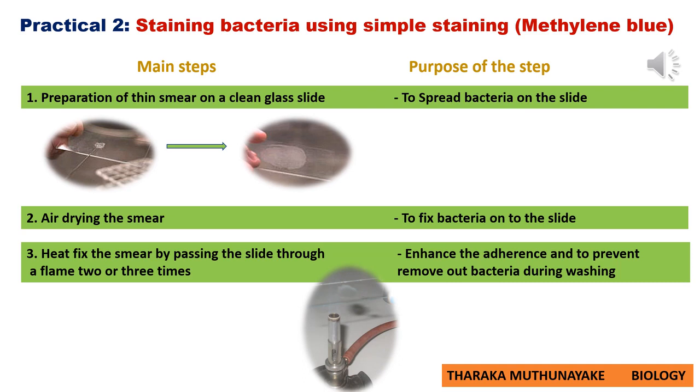Then after air drying, the next step is heat fixation. Read this step: heat fix the smear by passing the slide through a flame 2 or 3 times. Here it is given in this diagram. You can pass the slide through the Bunsen flame 2 or 3 times. But remember, the smear should be on the top of the slide. During this step, microorganisms will die and become firmly attached to the top surface of the slide. Therefore, the purpose of this step is to enhance the adherence and to prevent bacteria being removed during washing.